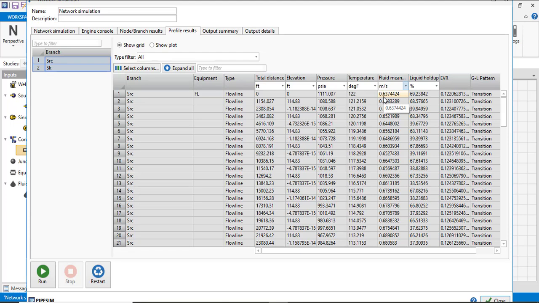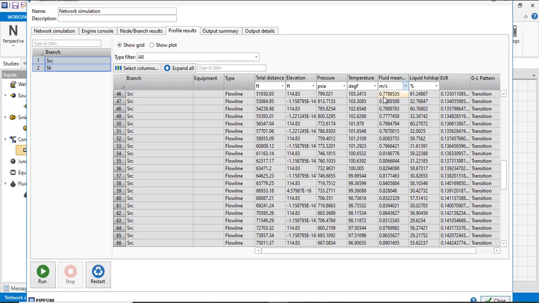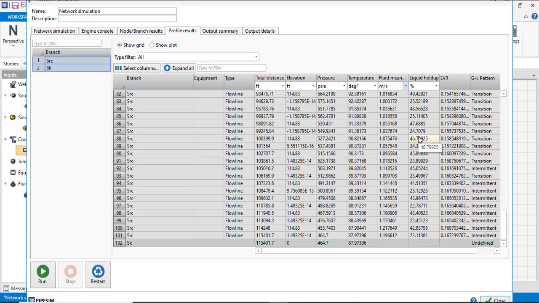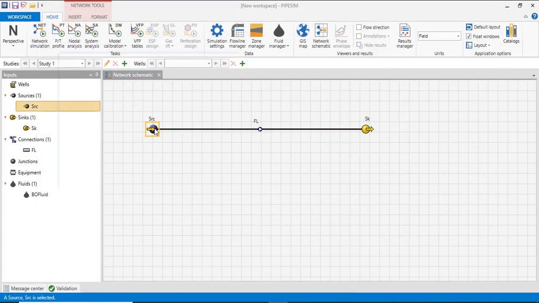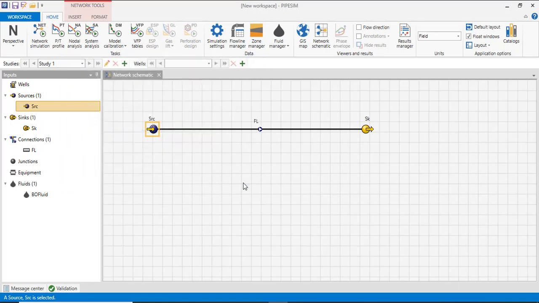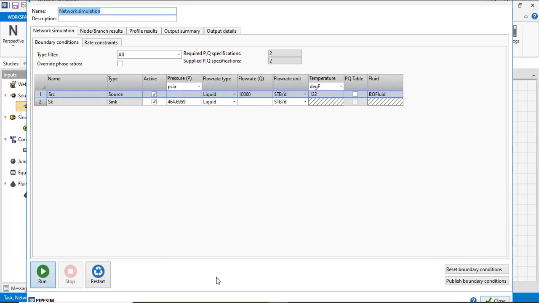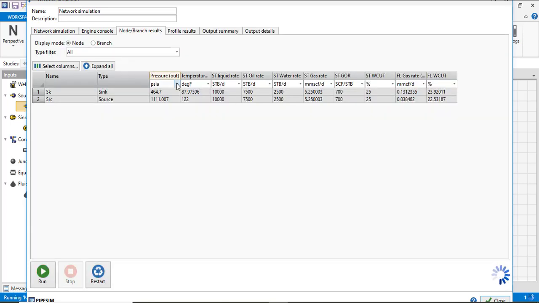This is just an example for you. You can see how the velocity and the liquid holdup change based on the elevation that we put. If we have a correct elevation profile, we will put a better one. So we will do one more case. In this case, we will reduce the flow from 10,000 to 7,000 and see how our line reacts, and how much the pressure drop will change.